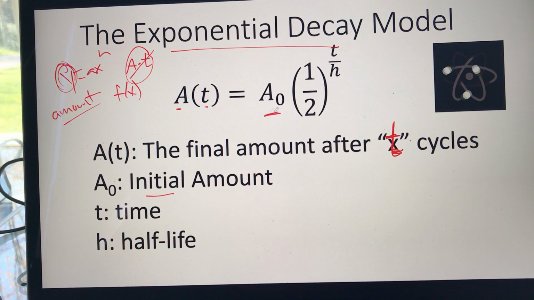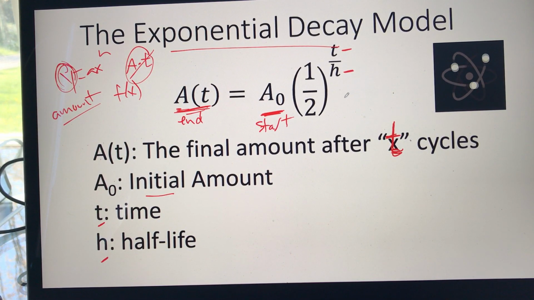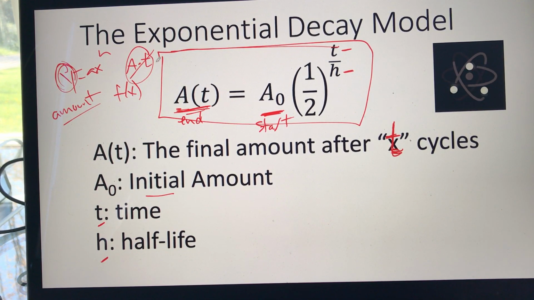So this is what we start with, and this is what we end up with. So we start here and we end there. Okay, T is going to be time, that's obvious. And H is going to be the half-life. H is how long it takes a substance to cut itself in half. Okay, so this is the exponential decay model that we use with expressions.